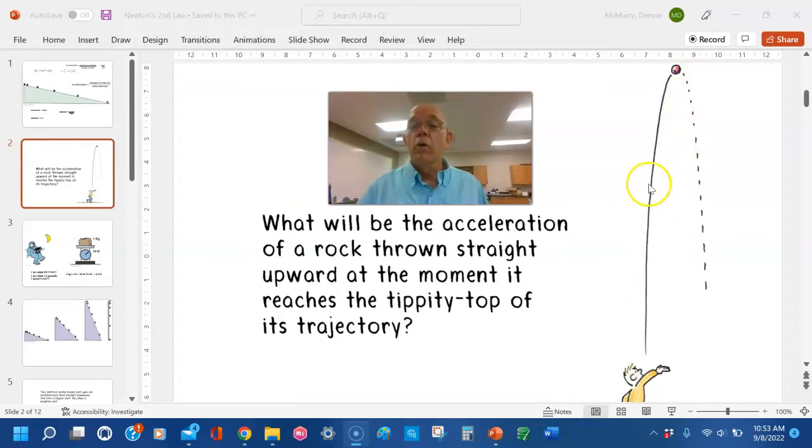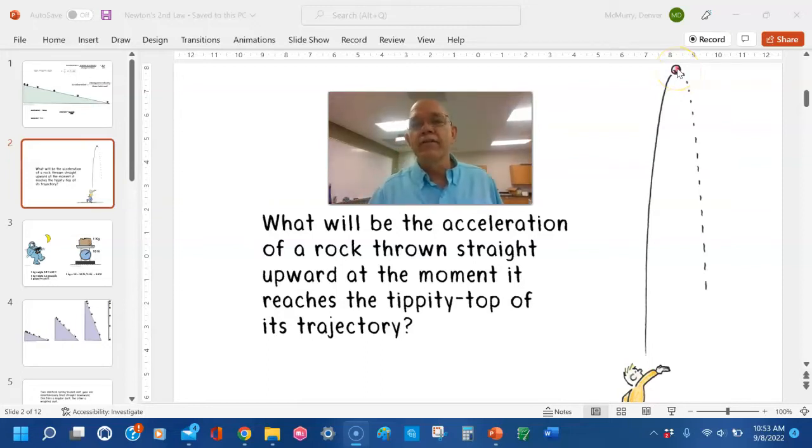Now, when it's trying to go up, we would say it's a negative 9.8 or 10 meters per second squared because it's slowing down. When it comes down, it's speeding up, so we call it a positive. It's a positive acceleration of 9.8 meters per second squared. Okay, so its acceleration right there at the top is 9.8 meters per second squared, just like it, or 10 meters per second squared, just like it was right before and right after.